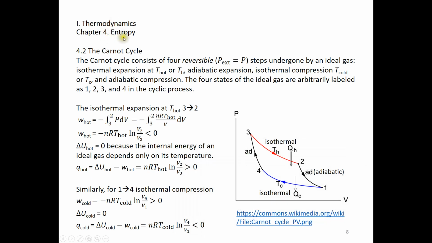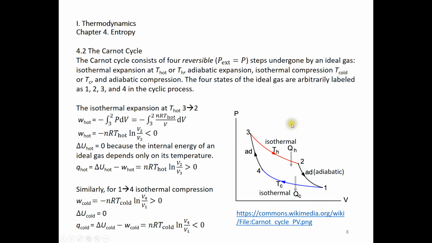Chapter 4 Entropy, Section 4.2 The Carnot Cycle. The Carnot Cycle consists of 4 reversible steps. In each step, P external is equal to P. The Carnot cycle is a process undergone by an ideal gas.